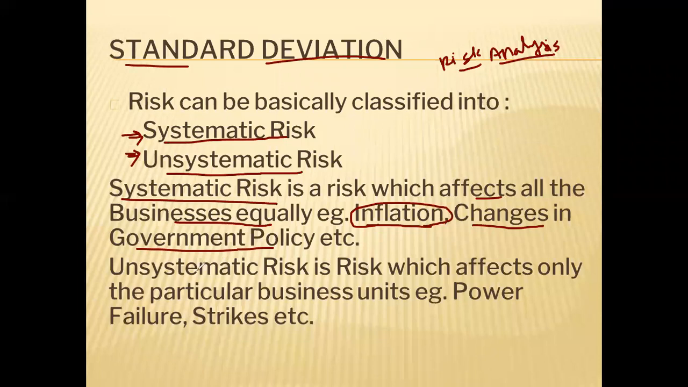Okay, then next is unsystematic risk. It is the risk which will affect only a particular business, like power failure.